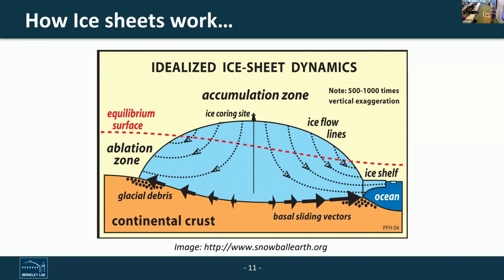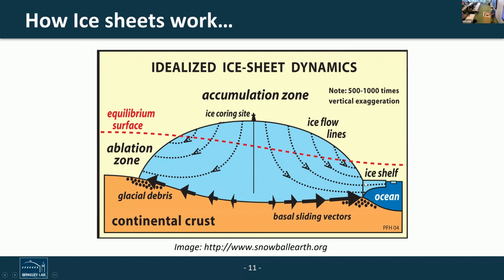weight. So what's happening in this sort of cartoon is that ice is piling up here in the cold center, and because it's so heavy, it's just pushing and squeezing out to the sides, like pushing toothpaste out of a tube. And two things can happen. It can either end on land, which is mostly what happens in Greenland, or the interesting case for us is it can wind up over the ocean.